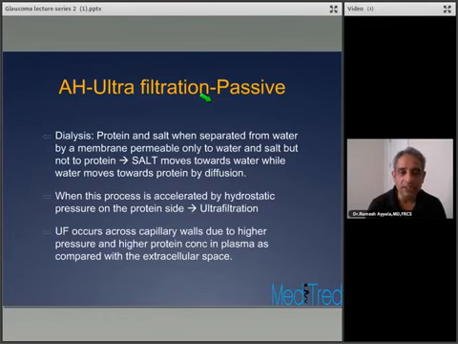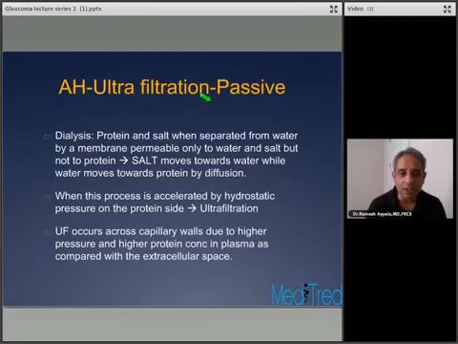When this process is accelerated by hydrostatic pressure on the protein side, such as is seen in the capillaries, then you call this process ultrafiltration. The ultrafiltration occurs across capillary walls due to higher pressure and higher protein concentration in plasma as compared with the extracellular space. So this is fairly easy to understand.